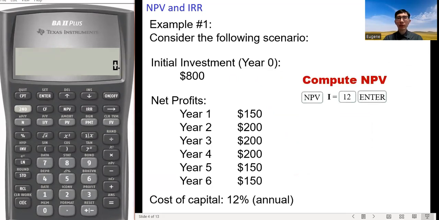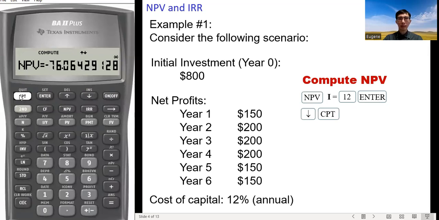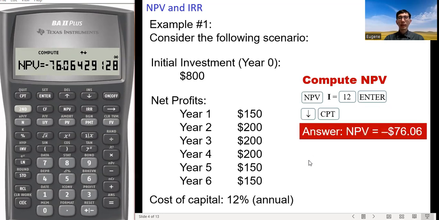To compute the NPV, we press the NPV button and then enter the value for the cost of capital. The cost of capital is 12%, so we enter 12 for this variable and then press enter. And then we can compute the NPV by pressing the down arrow key. We get the variable NPV, plus the CPT button. And then we get negative 76.0643. And this is the answer for the NPV.